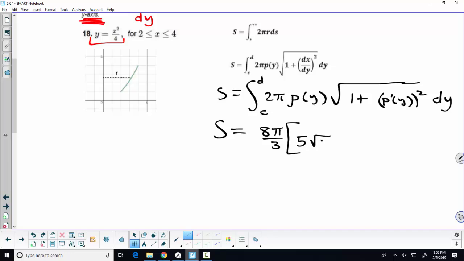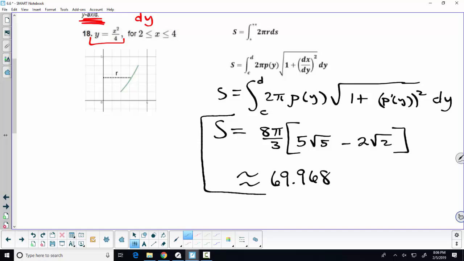quantity 5 root 5 minus 2 root 2. And that's about 69.968 square units. In case you are working this kind of as a supplement to your homework.